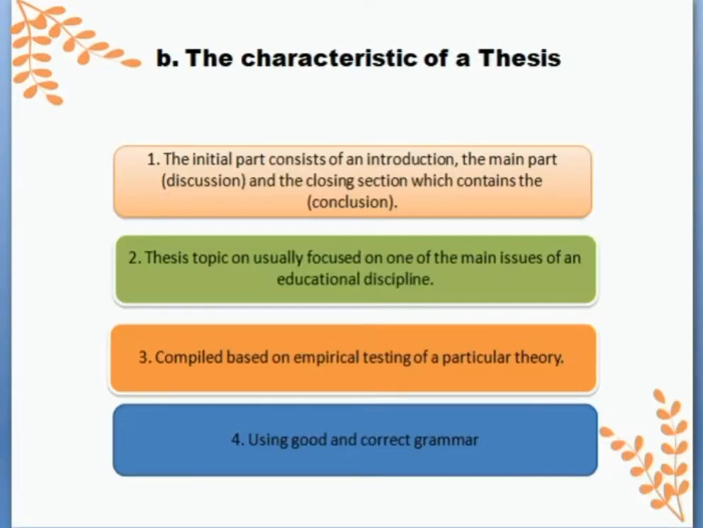And here, a thesis has some characteristics. The first is that the initial part consists of an introduction, the main part of discussion, and the closing section which contains the conclusion. Second is that it is systematic and focused on one of the main issues of an educational discipline. The third is that it is compiled based on empirical testing of a particular theory. And the fourth is using good and correct grammar, because in a research study we must use good and correct grammar.